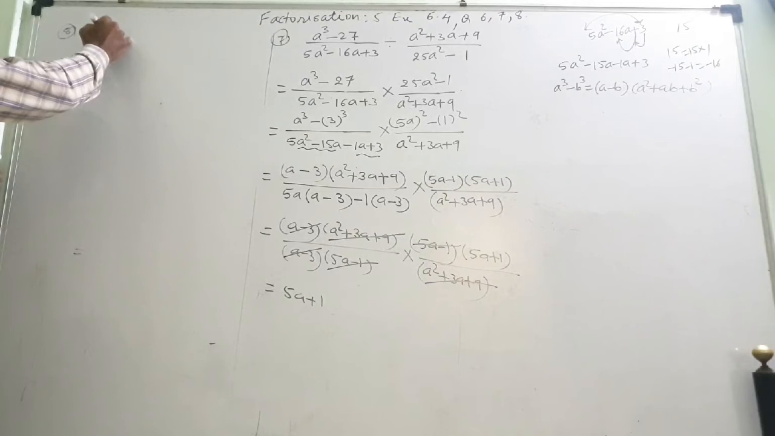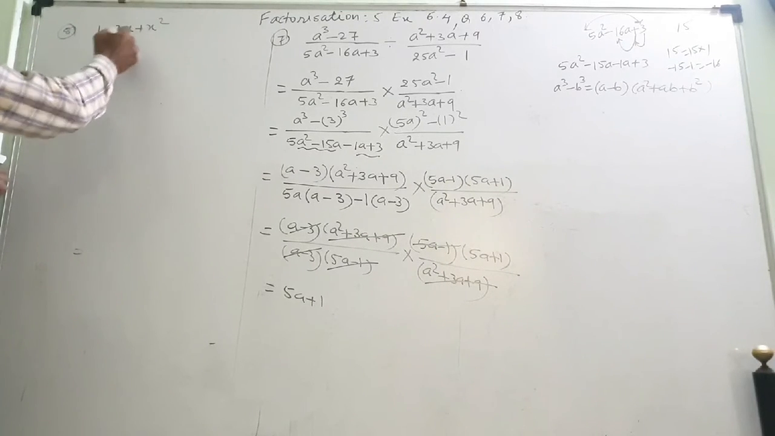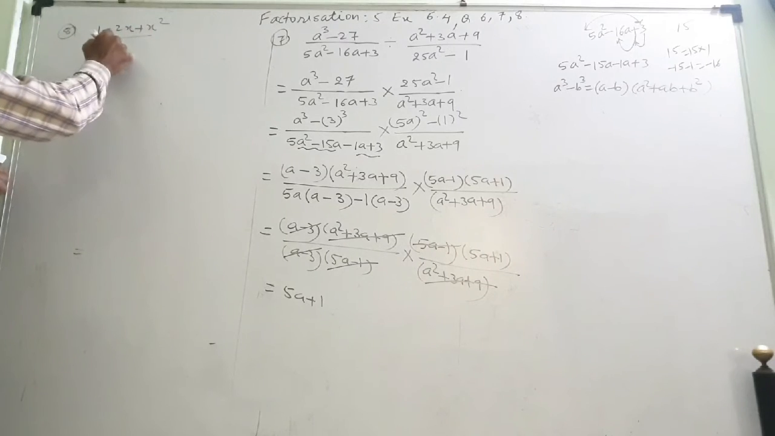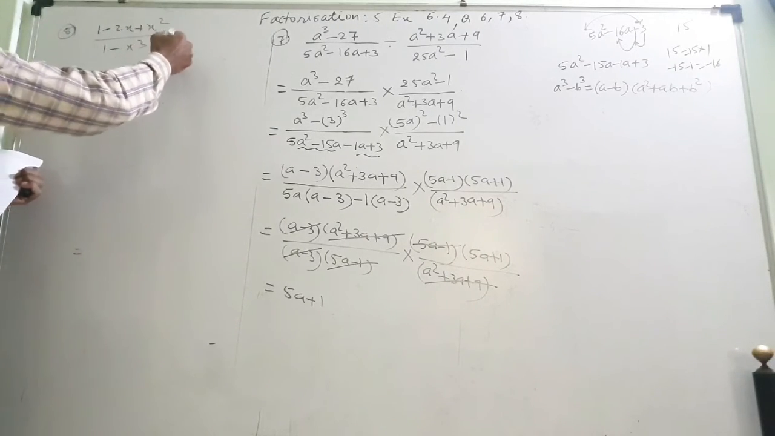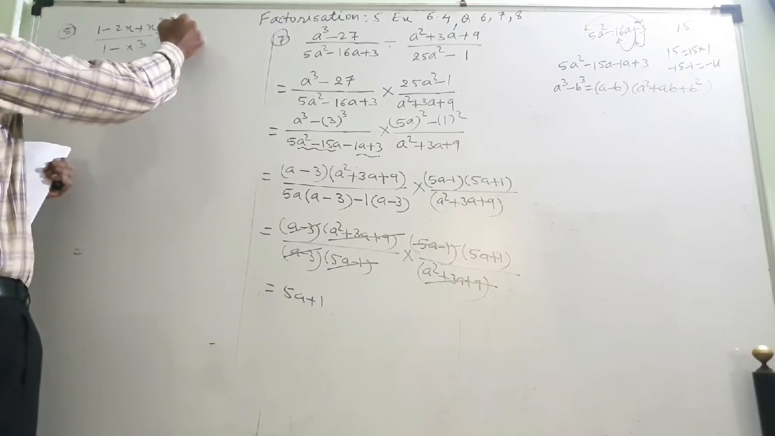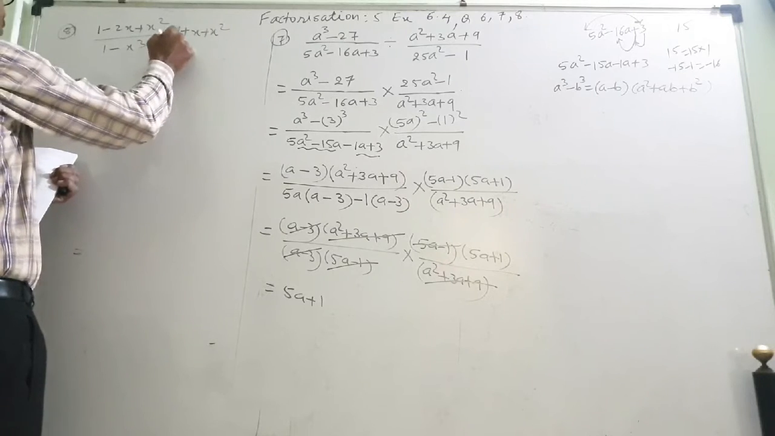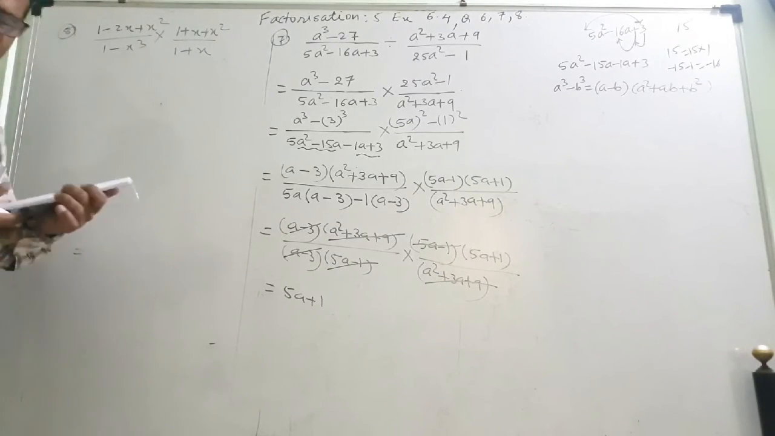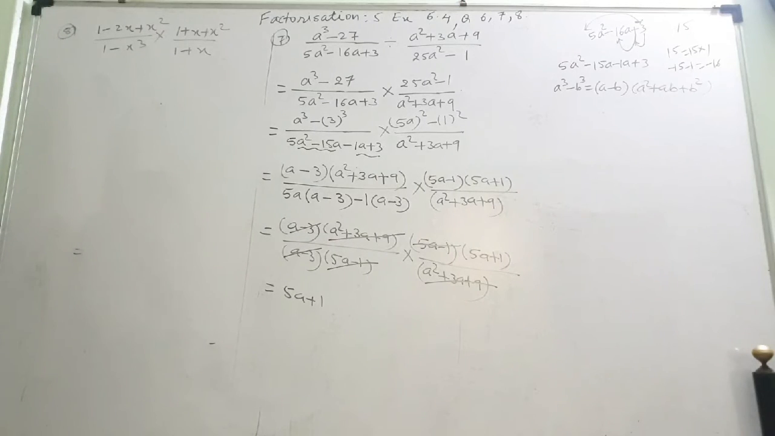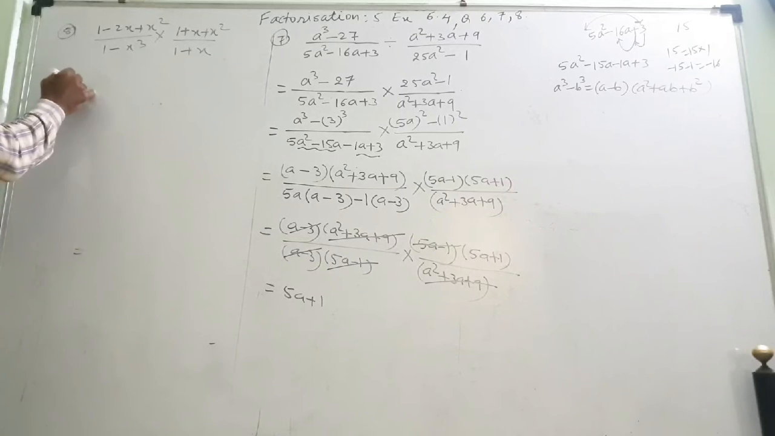1 minus 2x plus x square upon 1 minus x cube into 1 plus x square upon 1 plus x. This question, there is slight change we need to do.